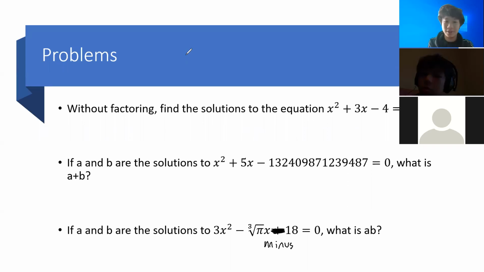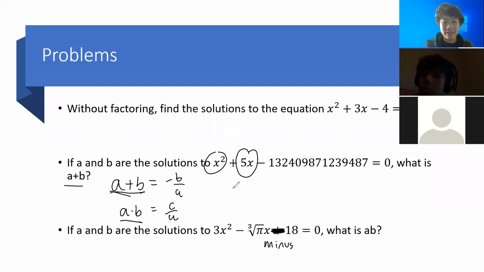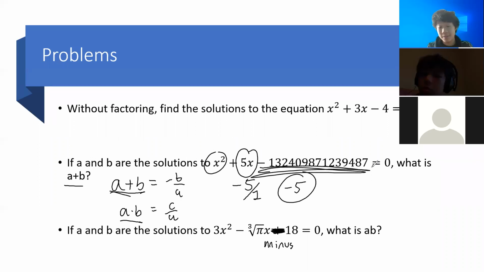We've got to use Vieta's formulas, because Vieta's formulas say that A plus B, the sum, is going to equal negative B over A, and A times B is going to equal C over A. So don't get these confused. A and B are the solutions. These are the coefficients, okay? So we want to find A plus B, so that's just negative B over A, negative 5 over 1. That's just negative 5. Okay, so we don't even need to care about whatever this is to find the sum of the roots.